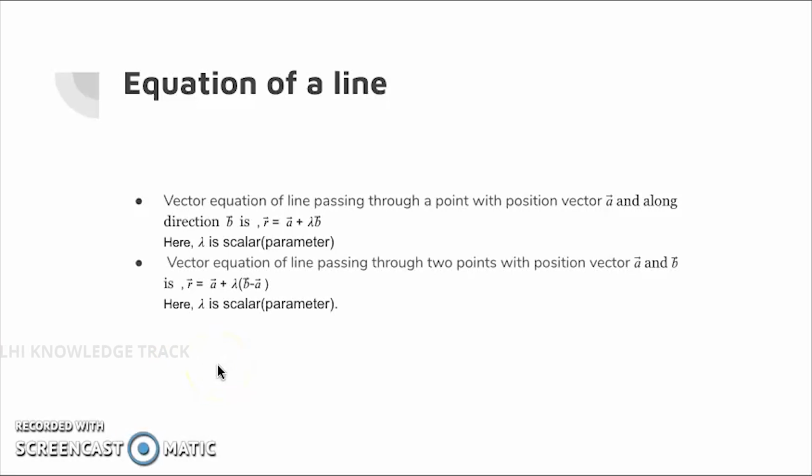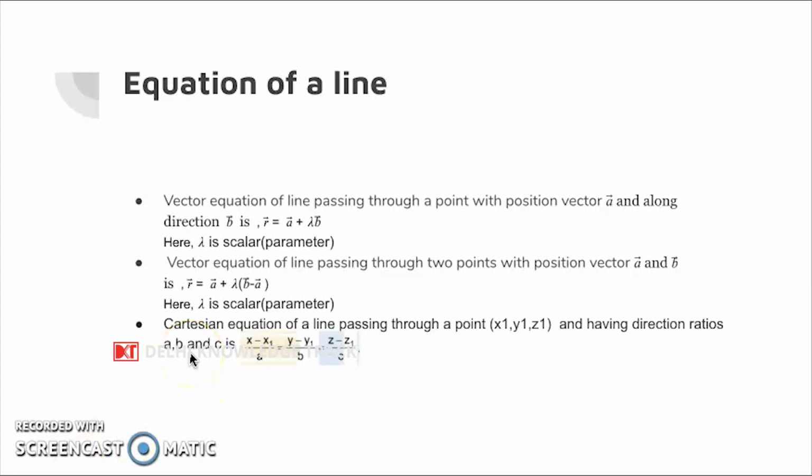Now in this another vector equation, a vector equation of a line passing through two points. In the previous one, there was only one point in the vector direction. Here there are two points with position vectors A and B. The equation is R vector is equal to A vector plus lambda times B vector minus A vector. Here lambda is scalar again.